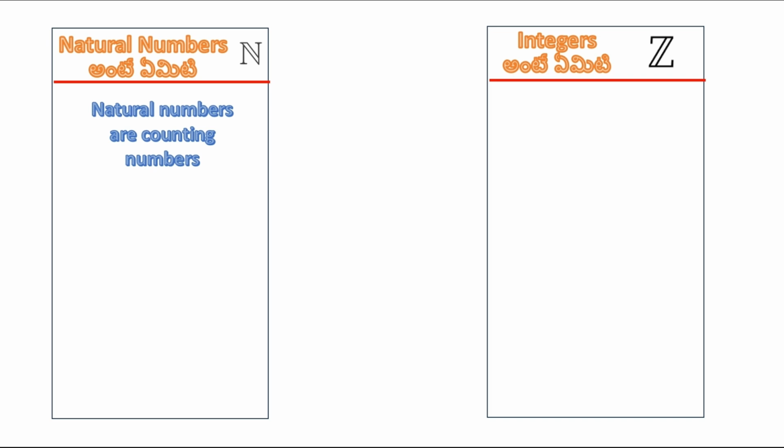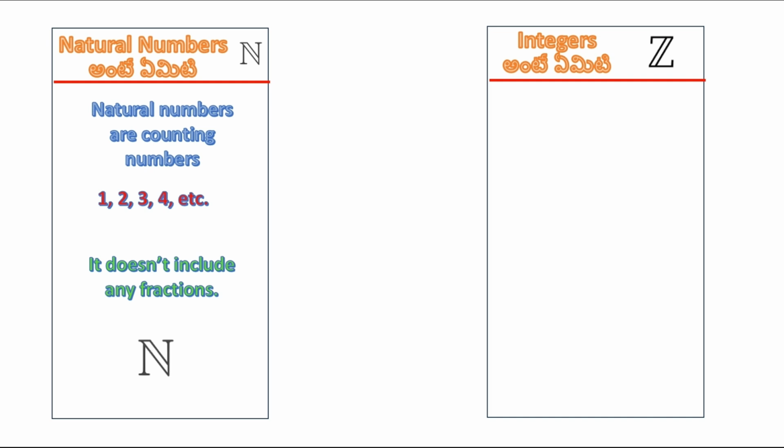Natural numbers are counting numbers, so that you can count with your fingers, like 1, 2, 3, 4, 5, etc. So they are called the natural numbers. They do not have any fractions, and do not have any zero or negative numbers like that. Okay, so this is denoted with the letter N.